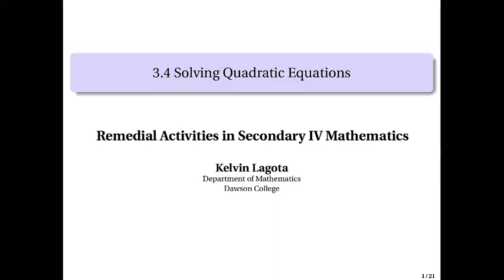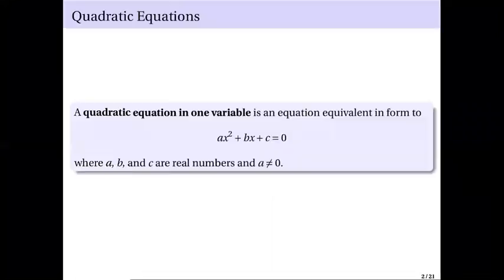So for today, we'll talk about quadratic equations and how to solve them. A quadratic equation in one variable is an equation equivalent in form to ax squared plus bx plus c equals 0, where a, b, and c are real numbers and a not equal to 0. So the main goal of today's discussion is to solve these quadratic equations. So let us talk about how to solve them.